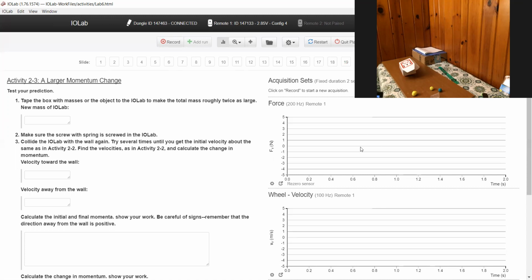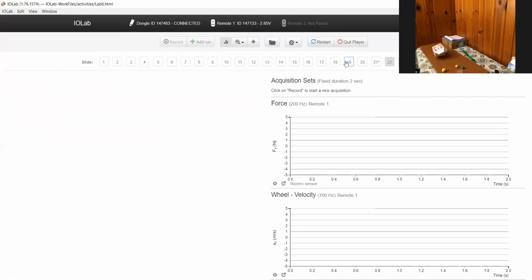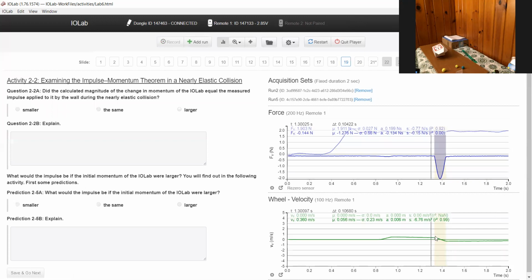Using the same concept, for velocity toward the wall, you keep it about the same as in activity 2, and for velocity away from the wall, you will see how much it will be. Then calculate the change in momentum. Same concept here, mass times velocity. Final velocity is just after the collision, and initial velocity is just before the collision. Don't take it exactly there; just before the collision means right around here, and just after means right around here.